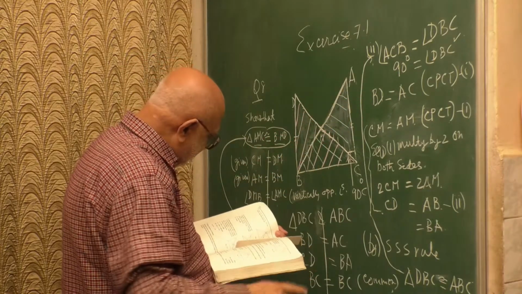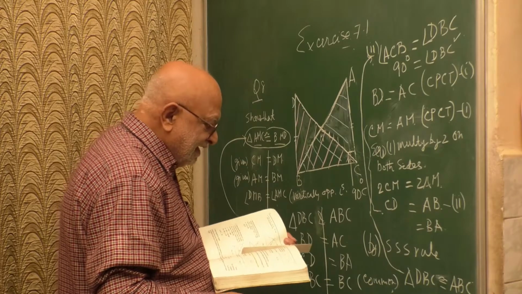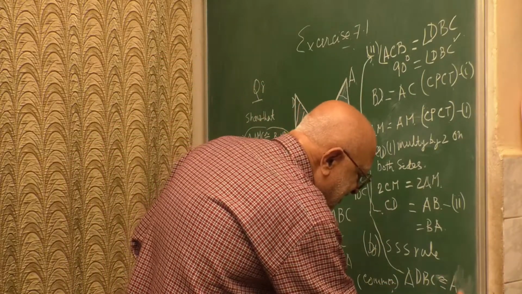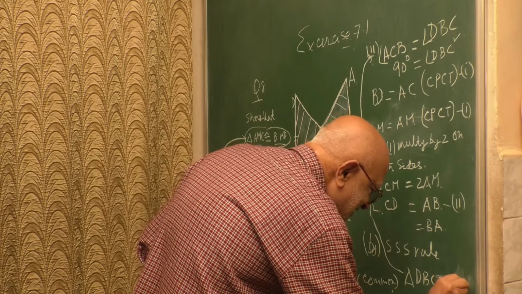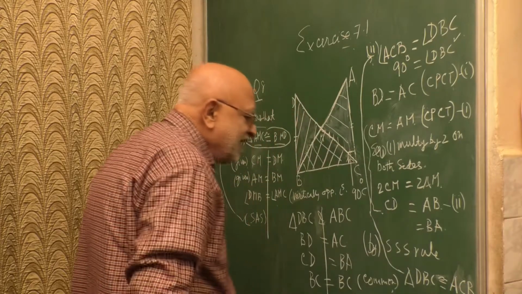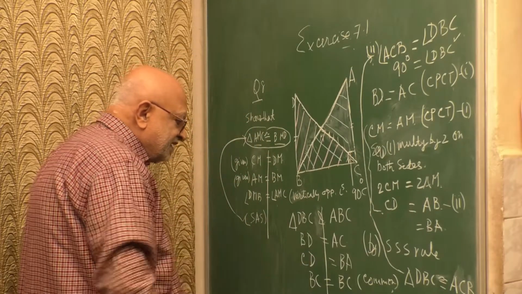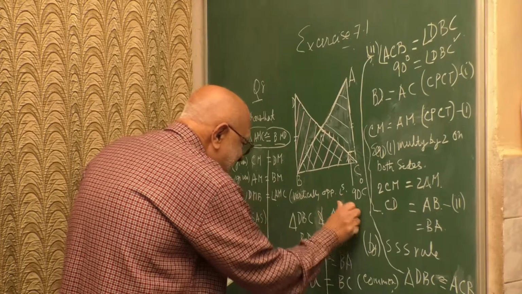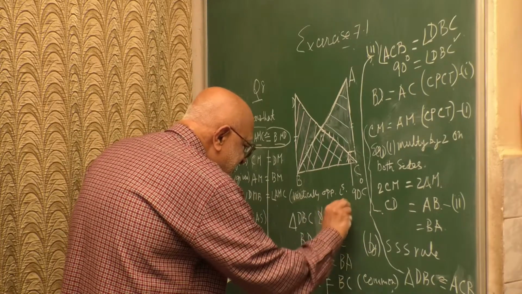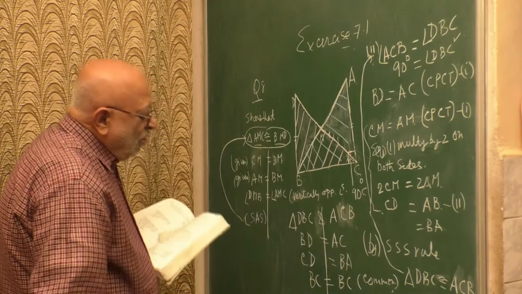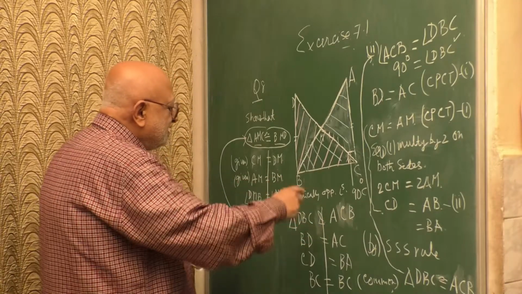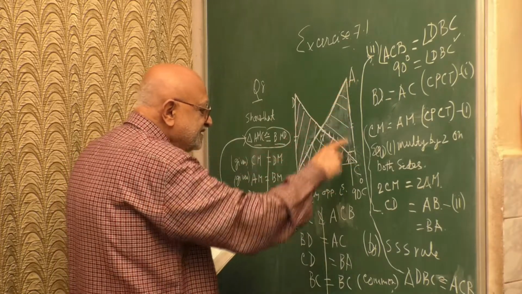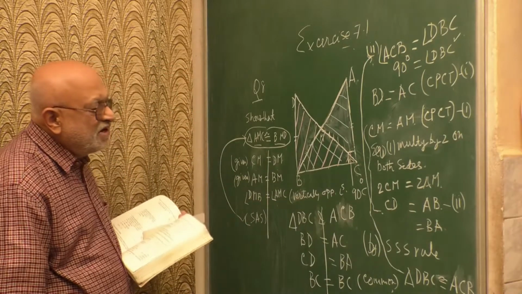It is asked to show angle DBC is equal to angle ACB. This should be angle ACB, not angle ABC. Wherever I have written DBC, this should be ACB, because you have to maintain the order. I was not very careful, so it should be ACB. I hope you are able to find out this one.